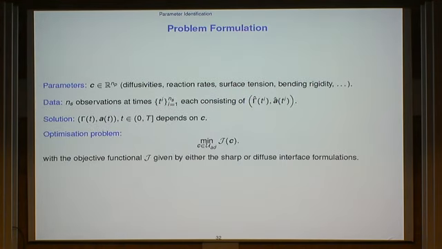Okay, so now the minimization problem is easy to formulate. I have an objective functional, and I just want to minimize over parameters in some admissible set the objective functional, which is either given by the sharp or diffuse interface formulation. It's natural to constrain the parameters to lie in some admissible set, because if I have diffusivities, for example, they should be non-negative, or surface tension should be non-negative, and so on.